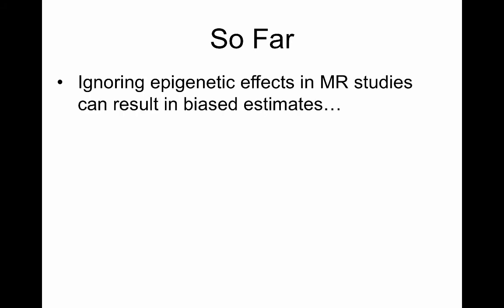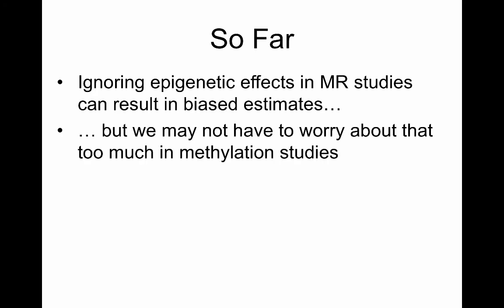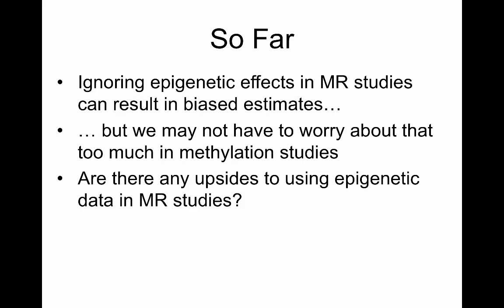So let's recap what we discussed so far. I showed you a purely theoretical scenario where epigenetic effects can bias Mendelian randomization estimates, and then we realized that it's not going to be a problem in most studies of DNA methylation because it is not usually inherited. So we went from epigenetics being a big problem to being kind of irrelevant. The next question is, are there scenarios when using epigenetic data in Mendelian randomization studies is actually a good thing?